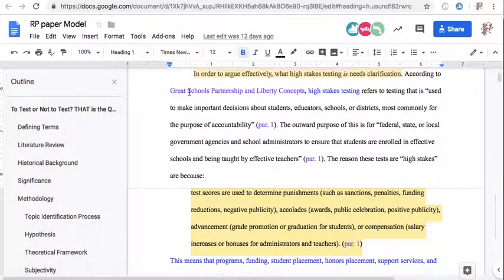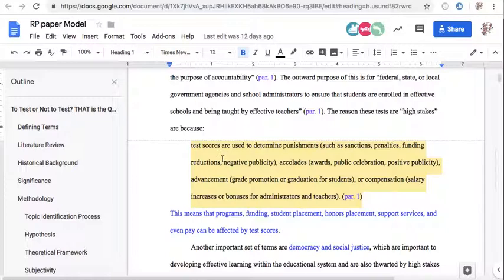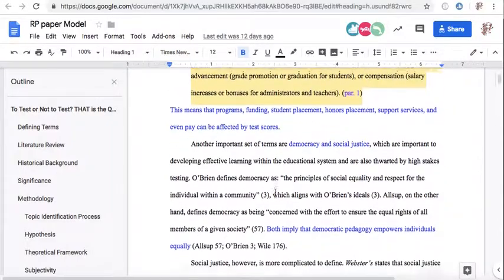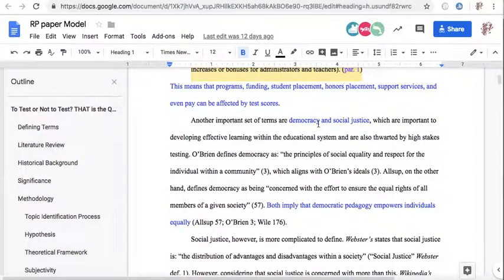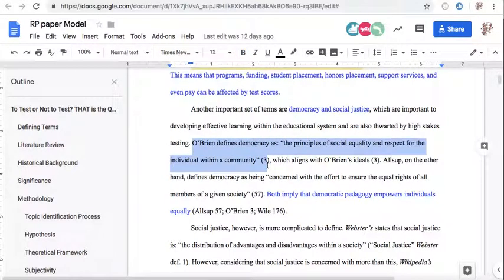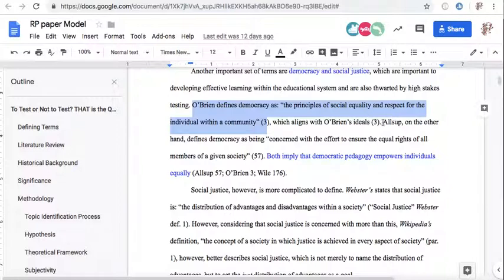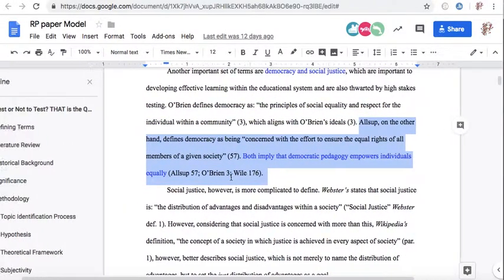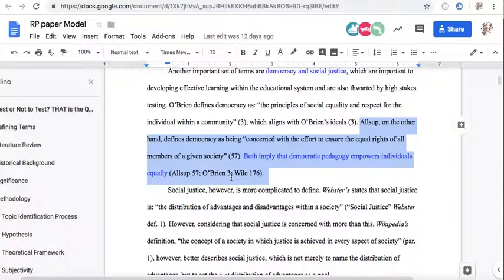So I start out giving a couple of different definitions from an organization. I give their definition of high stakes, and then I explain it. The second round of terms that I use are democracy and social justice. Again, I look at a credible argument. Then I look at another credible source that's going to be really solid.